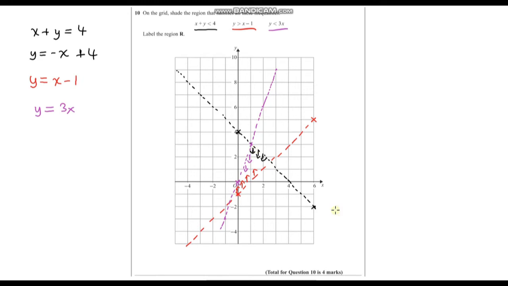So it does say label it R. So let's do that. Let's get a slightly thicker pen just to make it stand out. Let's do that in orange. So I'm going to circle it as well. So our region R is this region here.